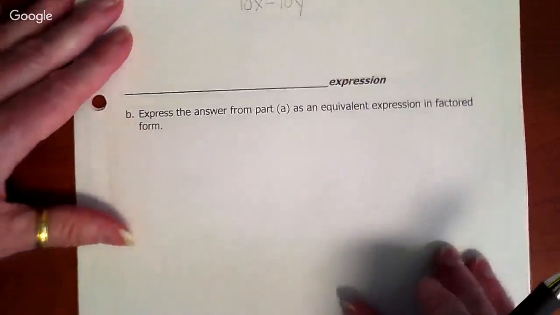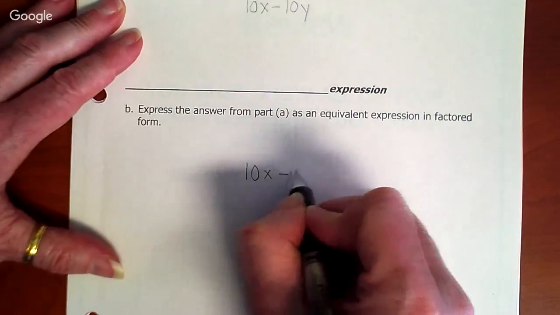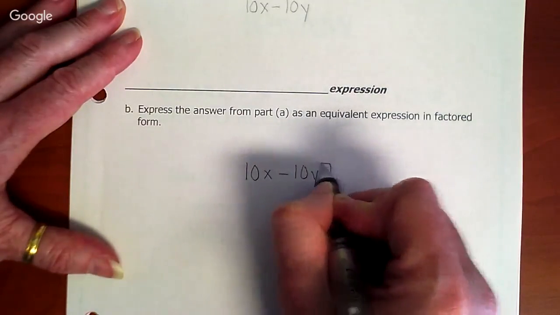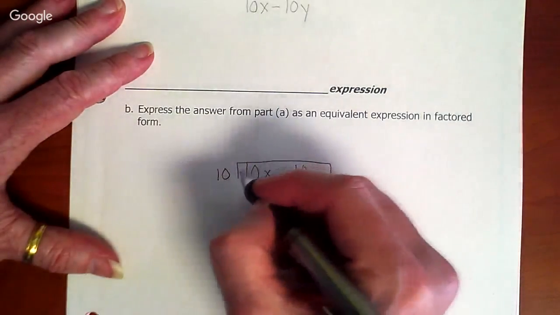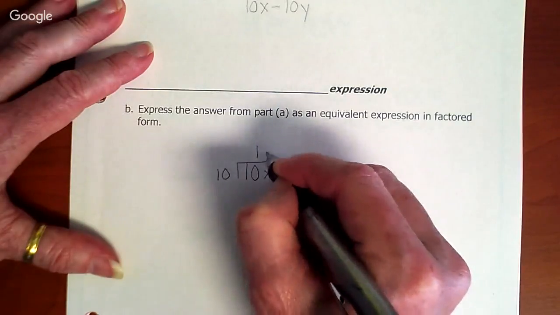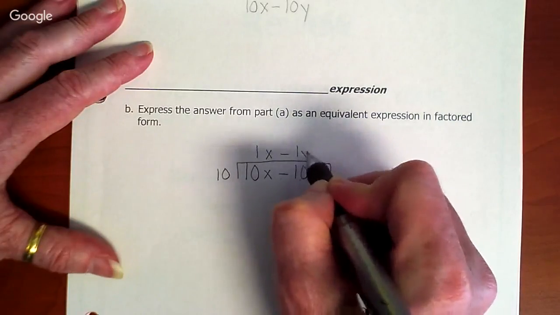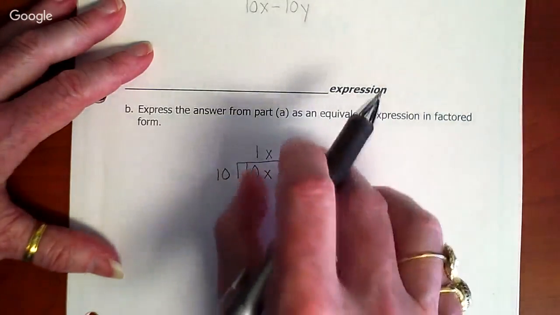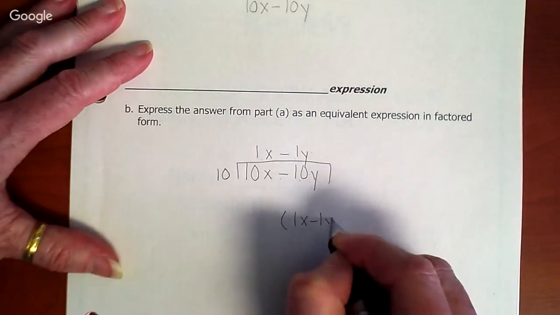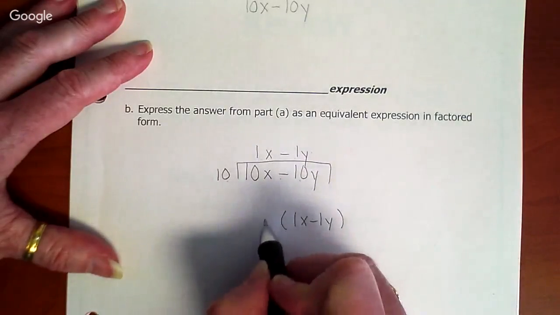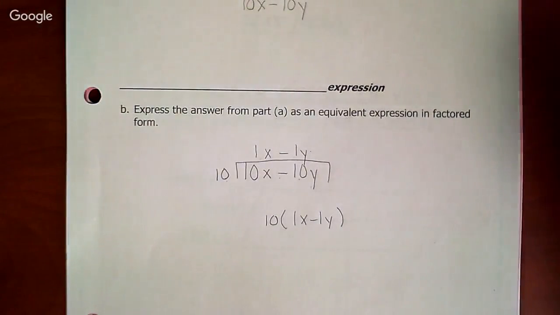Now, to factor this, birthday cake method or box method, either one. Factor out the 10, which is my greatest common factor. 10 goes into 10, 1, bring up my x. 10 goes into negative 10, negative 1, bring up my y. Nothing goes into my 1s. So remember, the top of my cake is what goes in the parentheses. So 1x minus 1y. My greatest common factor is 10, and that goes outside my parentheses. And that is our review.